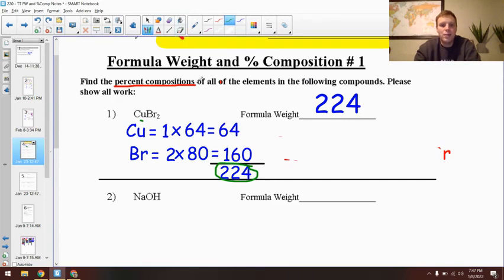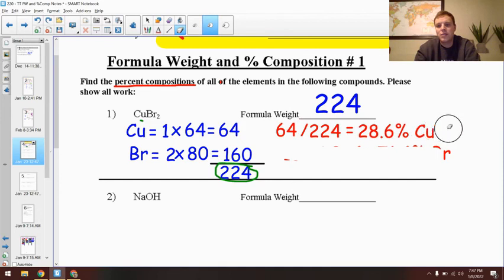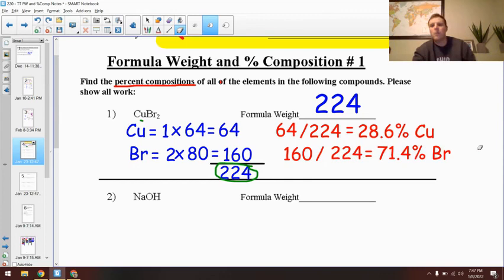Now, if I ask you for the percent composition, though, you do need to do one more step. Okay? So we're going to take the elemental mass of copper, which is 64. We're going to divide it by the formula weight, which is 224. Okay? If we multiply that number by 100%, you'll find that this is about 28.6% copper. Now, down here with our bromine, we're going to take the 160 contributed by bromine, divide it by the 224 of the formula weight, and find that we're looking at 71.4% bromine.